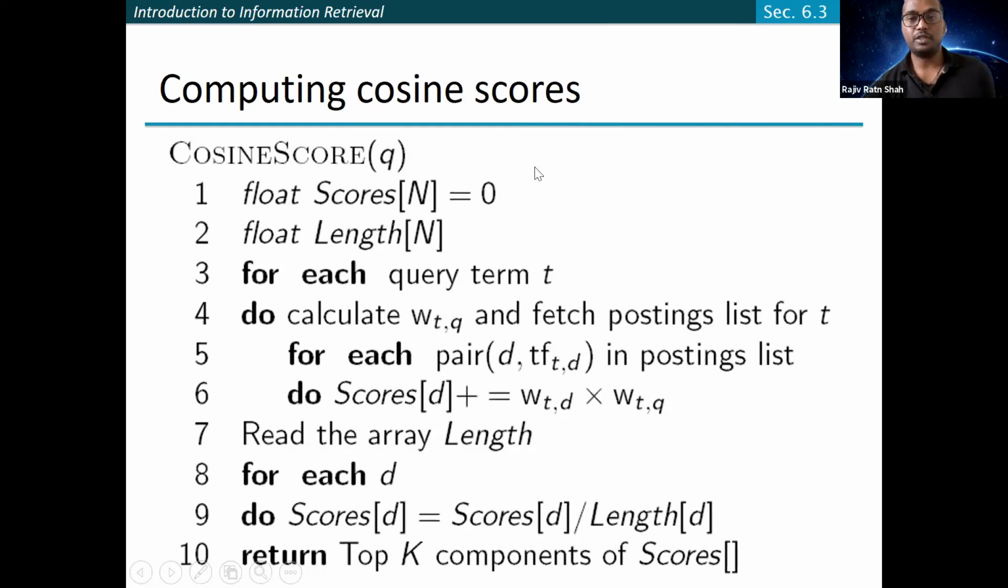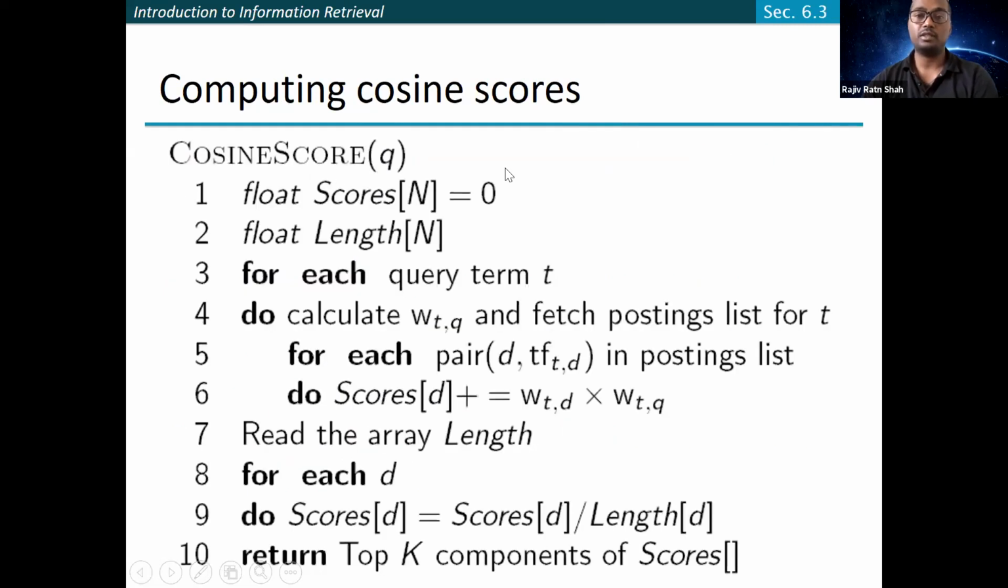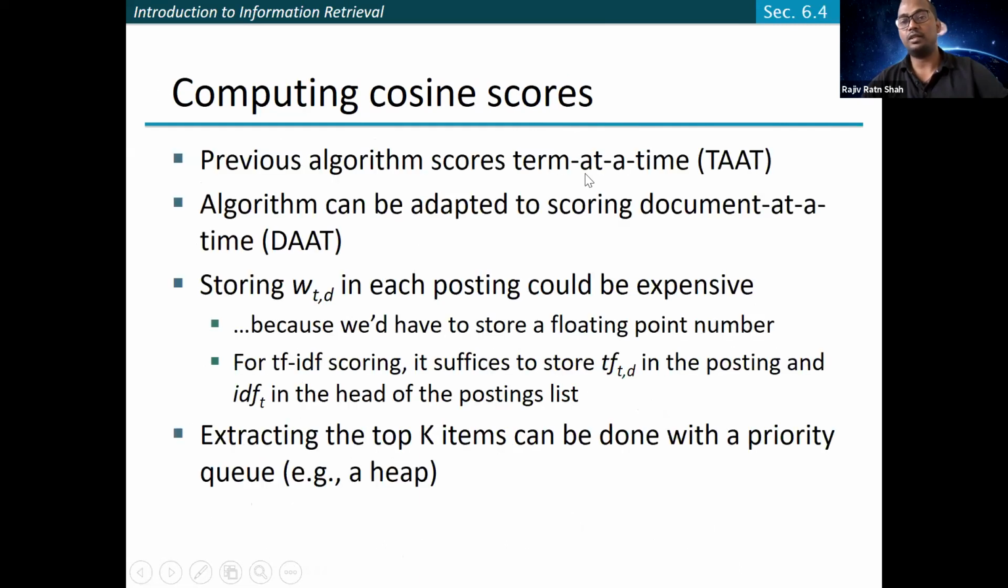The previous algorithm basically scores term at a time. So if you see here, we are considering one term at a time, looking at what all documents it has appeared in, and computing the score. Similarly, you can also modify the algorithm to adapt it for document at a time, where you compute the weight of a particular term T in the given document and get each posting.